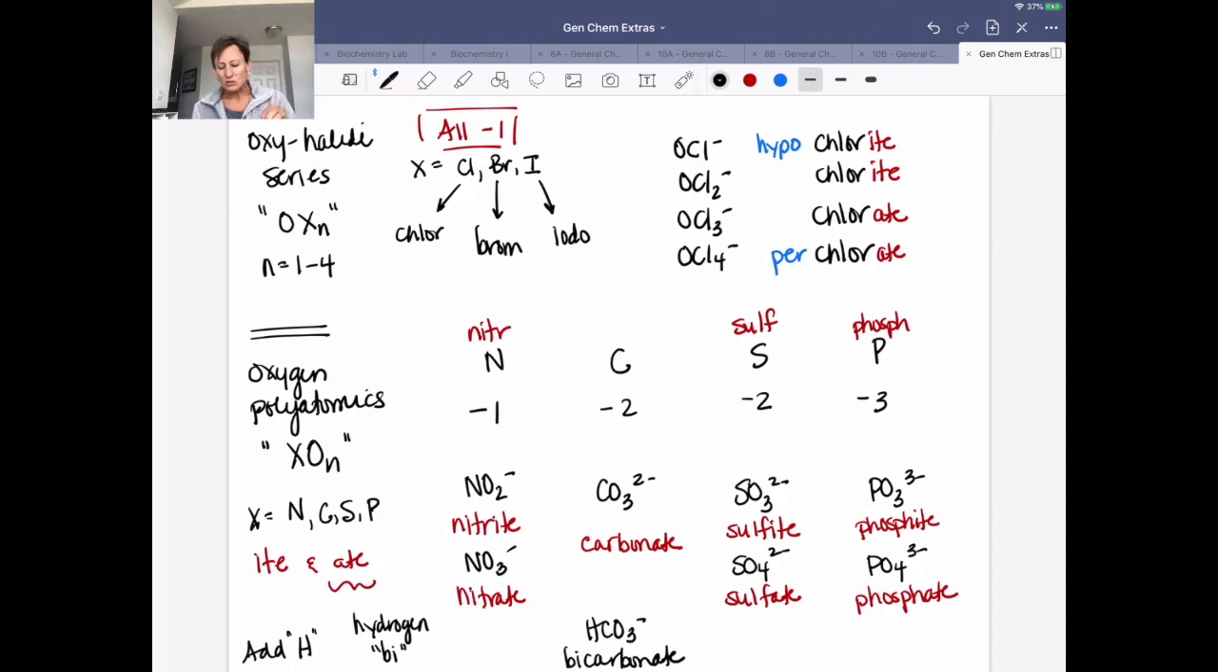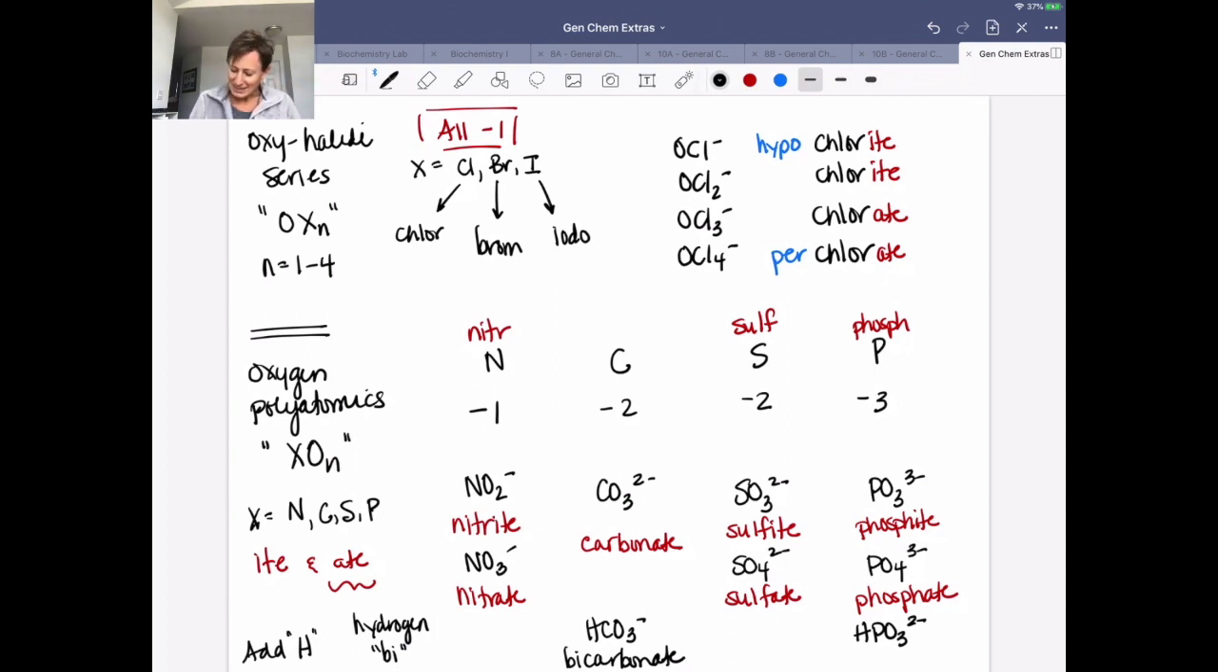Okay, we could then also have HSO3-, that would be bisulfite. We could have bisulfate. And we also can have these as hydrogen sulfite or hydrogen sulfate. Now, when we get to the phosphorus series, because that has a -3 charge, we could actually add 1 or 2 hydrogens. So in that case, we actually have to have a Greek prefix in front of it. So for example, if we had HPO3 2-, this would be monohydrogen phosphite.